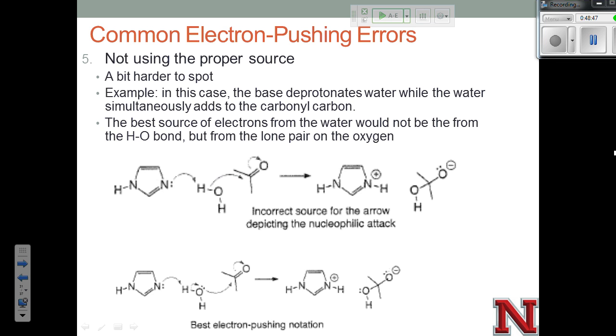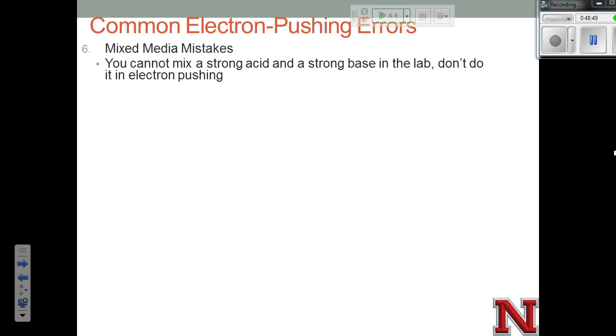Things that are a little bit more detailed. Another big one, and you should recognize this one, and I've talked about this one in class: mixed media. Your first rule in lab is don't mix strong acids and strong bases, because they react really fast. And that's true when we're writing our mechanism. If we have an acidic media, we're not going to form a strong base in it. If we have a basic media, we're not going to form an acid in it.